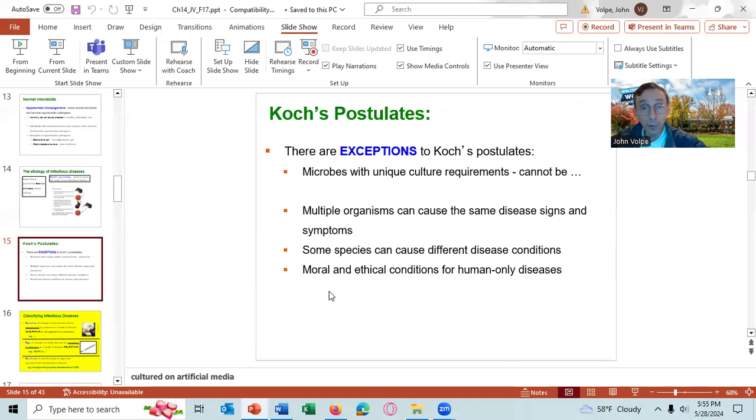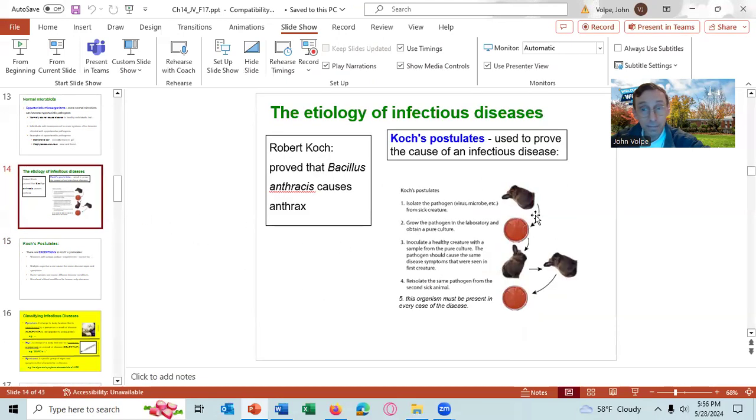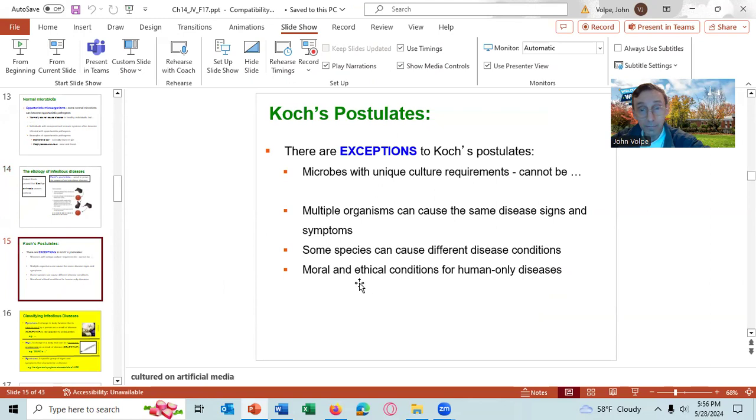And then what do you do if moral and ethical conditions keep you from injecting the disease-causing organism into a human, for a human-only disease, for example? Like, for example, HIV has never been injected into humans to test whether HIV causes AIDS. And yet we know that HIV causes AIDS. Anyone have a guess as to why we know HIV causes AIDS?